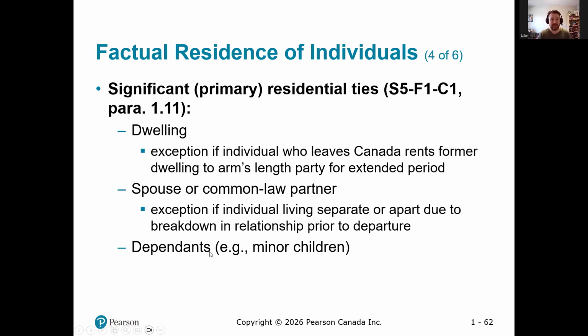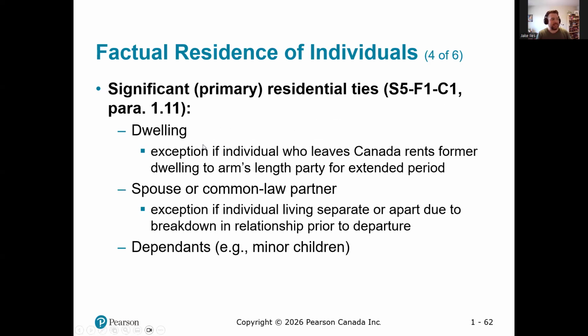Are there any minor children who rely on me? If my kids are here in Canada and I live in France, how am I supporting them? Is there intention for me to come back and be in their life? So these are primary residential ties. For the purposes of this course, you want someone to have at least one primary tie, okay? So if we present you with a situation and a person has no primary ties, more often than not, that person is going to be a non-resident.